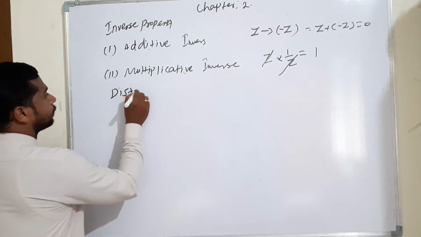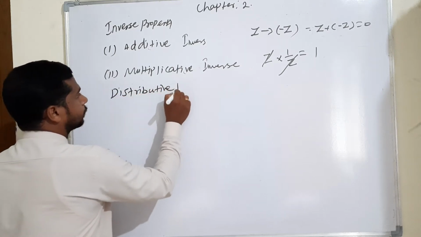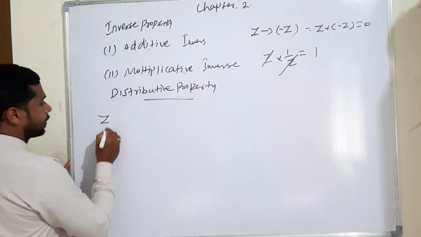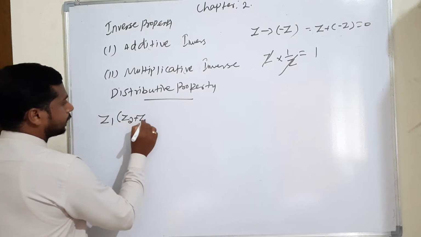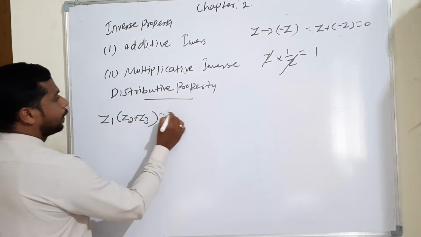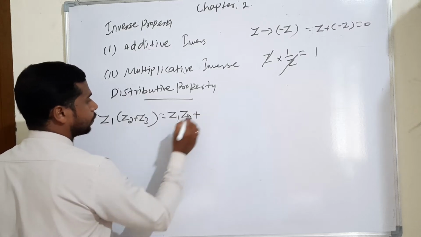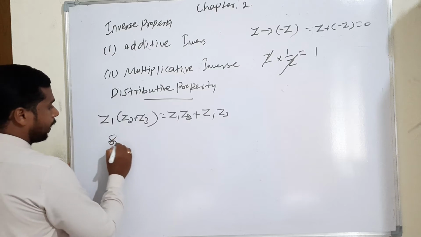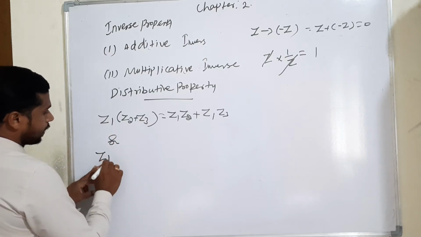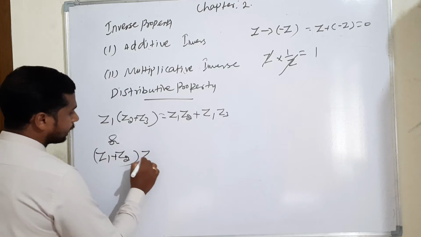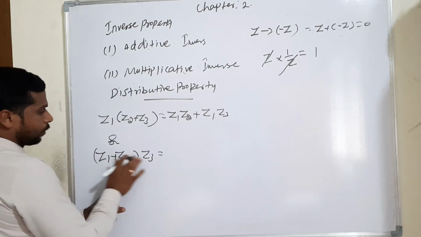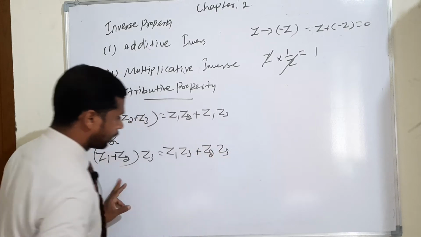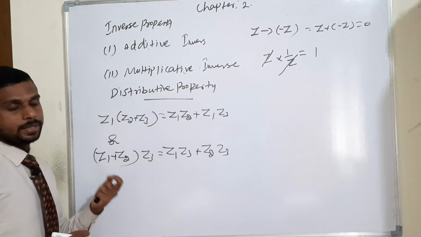What is the name? Distributive. The distributive property: z1 into the bracket of z2 plus z3, if you remove the bracket, gives z1 into z2 plus z1 into z3. At the same time, z1 plus z2 in brackets, outside z3, will be equal to z1 into z3 plus z2 into z3. That is the difference between the two types, and it is one of the important ones.